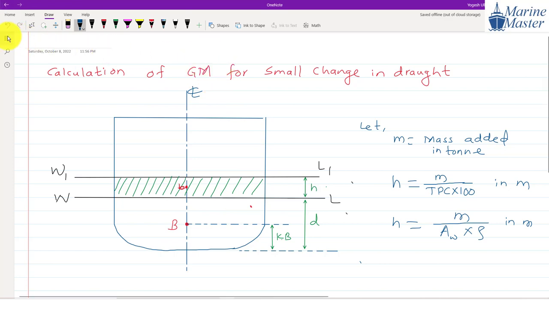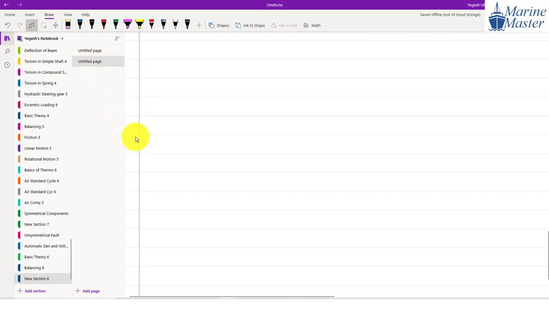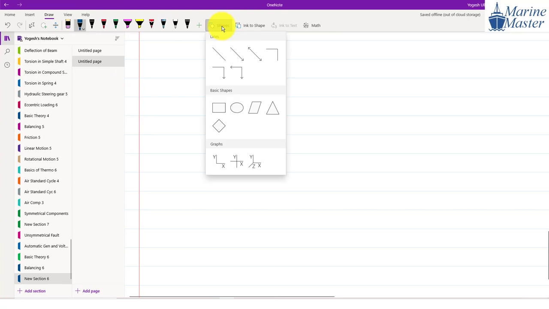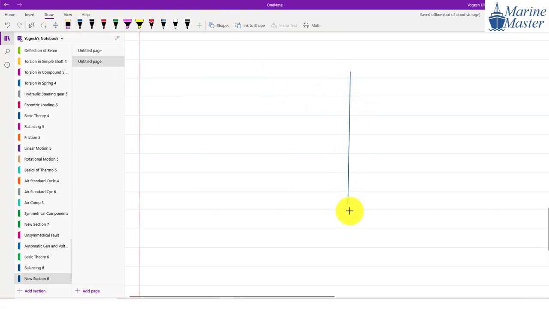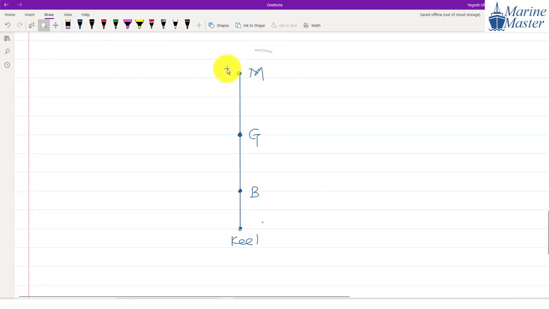Now, before going further, guys, I want to tell you a few more things. Just a quick revision of our last things, and then we will continue our discussion. Suppose somewhere here we will have the keel. Then here we will have the center of buoyancy, this will be our center of gravity, and this will be the metacenter, the transverse metacenter. This is what we have seen.